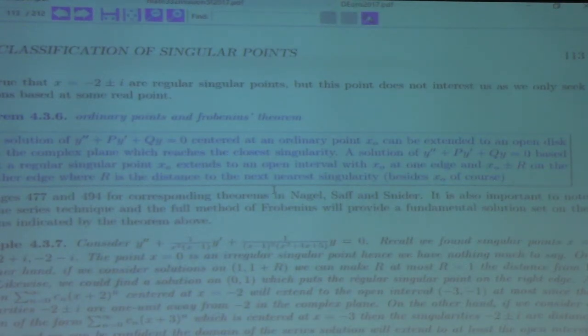I usually spend about 20 minutes a class actually visualizing this theorem. So next class I'll start with probably some examples to flesh out what I'm saying right now.